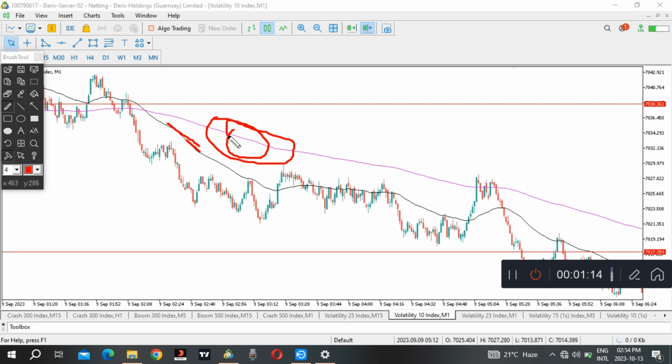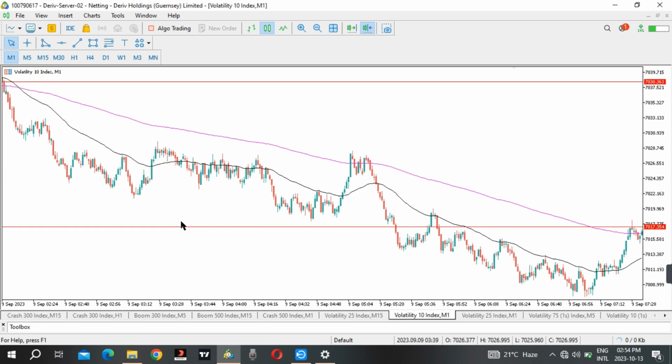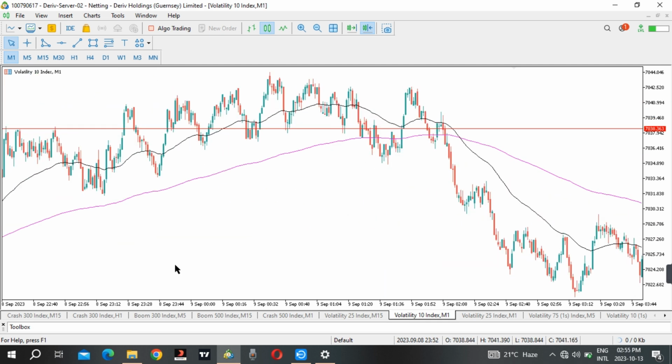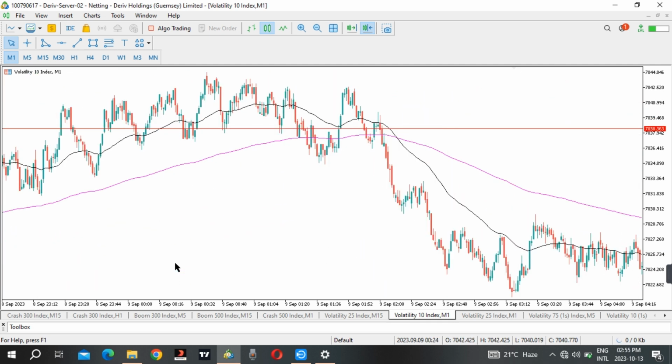The purple one I usually use for my trend, and the 50 also works for the trend, but it also works for my entries. That's where I take my entries, right? I also use the 200 moving average, but I don't want to make this harder for you guys, so I'm just using the 50 moving average for my entries, so that it becomes a little bit simpler for you to understand and use, right?